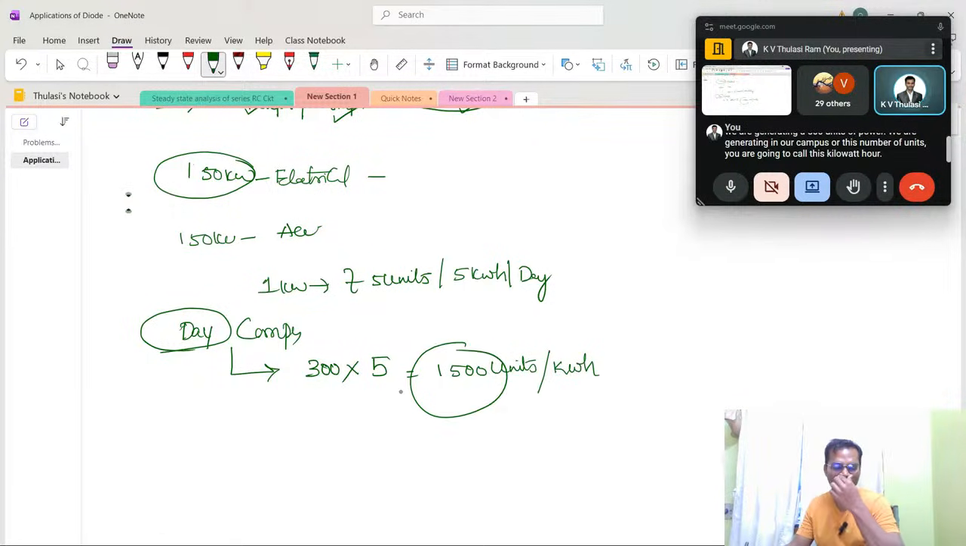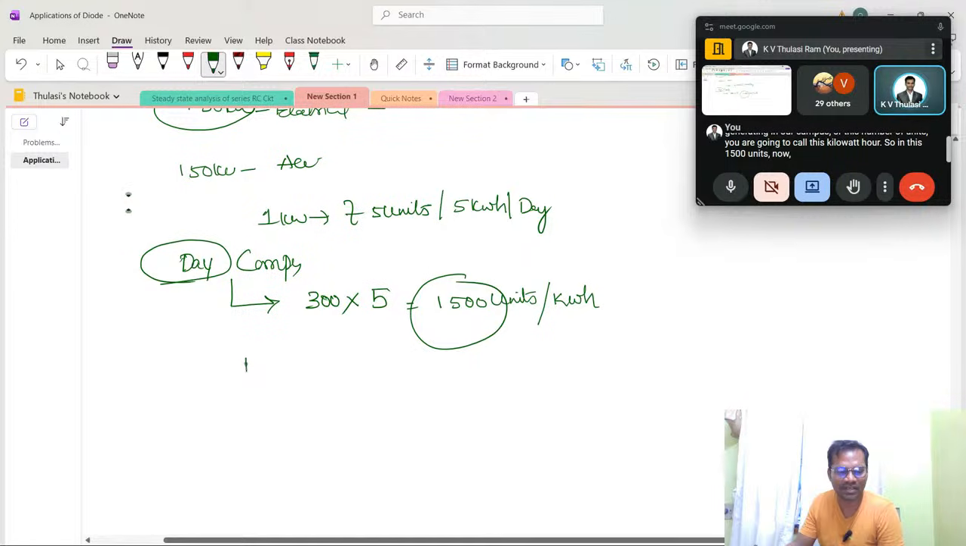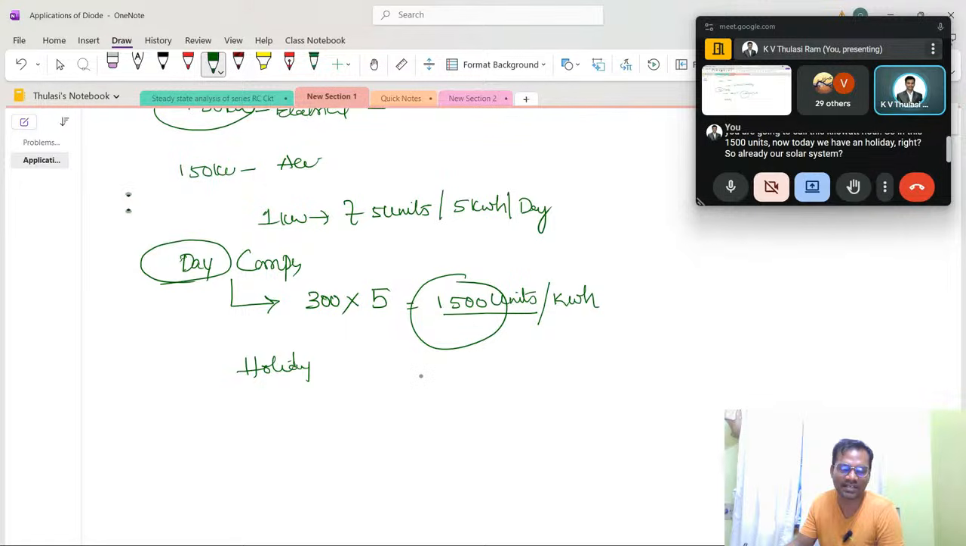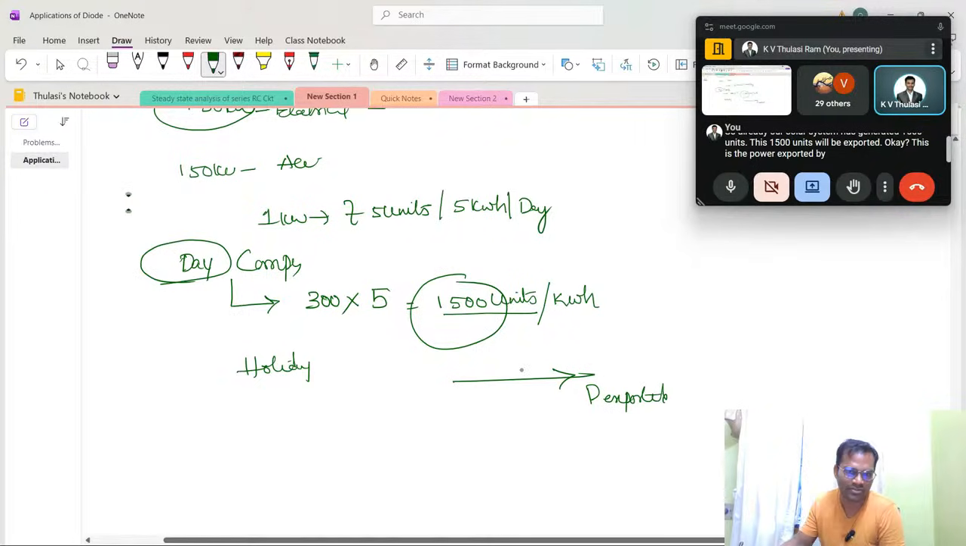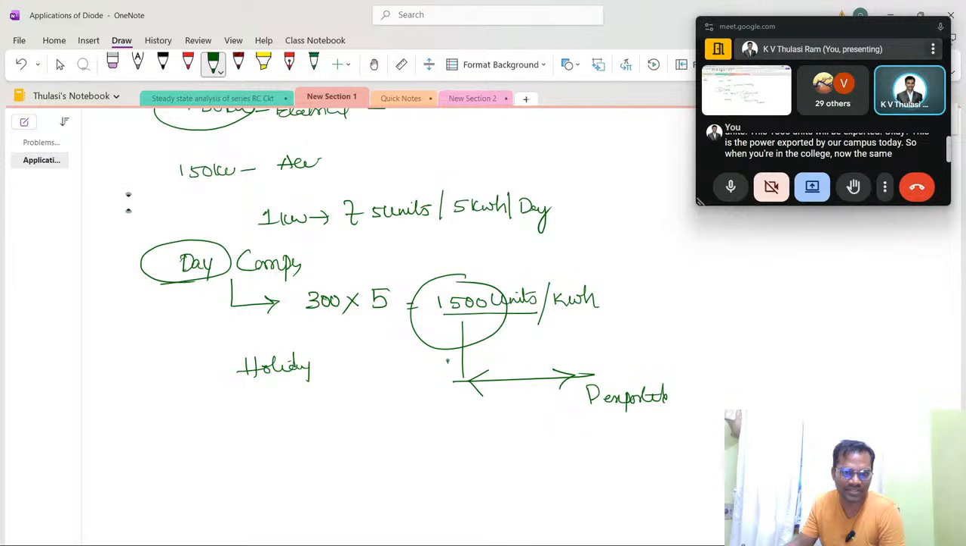So in this 1500 units, now today we have a holiday, right? So our solar system has already generated 1500 units. These 1500 units will be exported. This is the power exported by our campus today. When you are in the college, these same 1500 units we will be consuming.